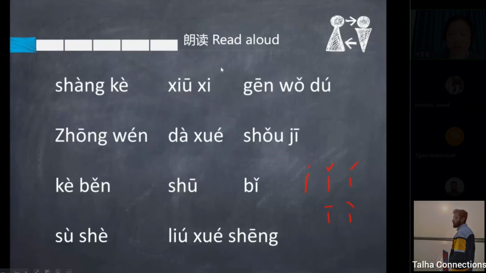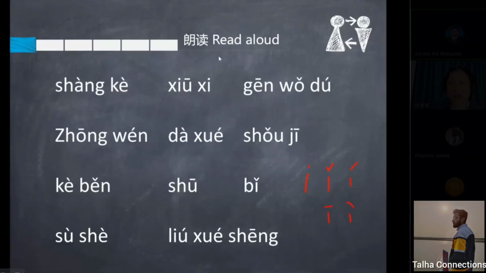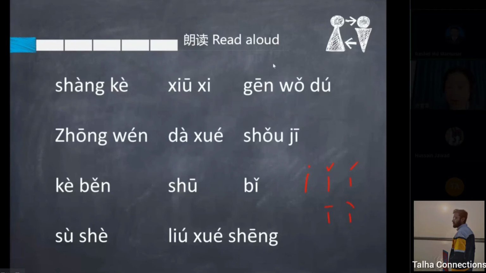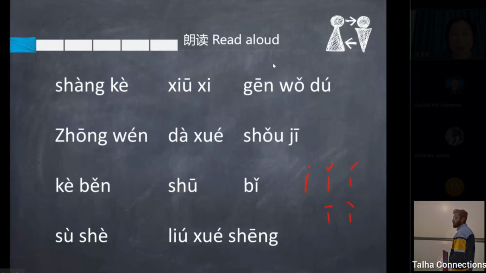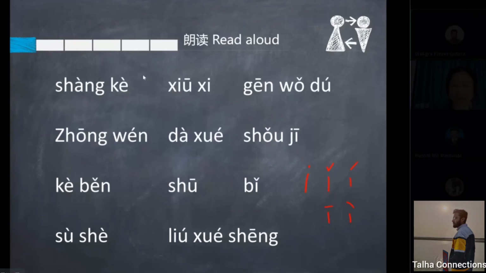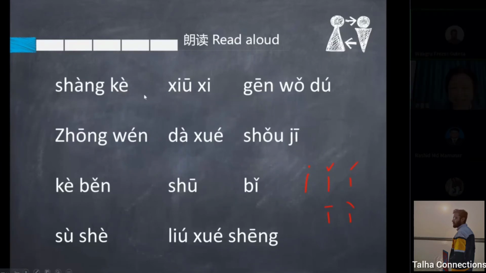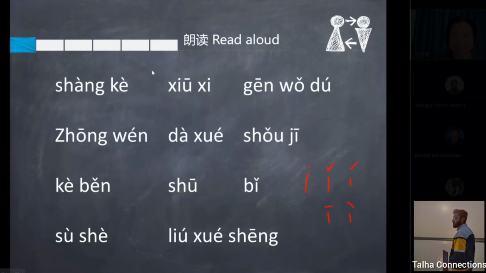Student: Ma'am, I have a question. What is the meaning of Zhōngwén? Zhōngwén means Chinese language. Zhōngguó, 中国 is China. Yeah, very good. Okay, now listen.